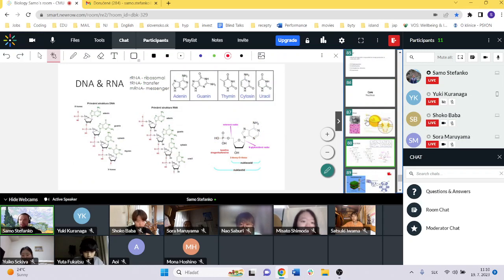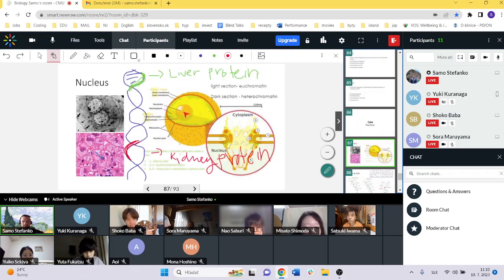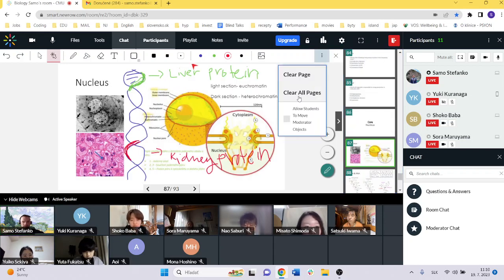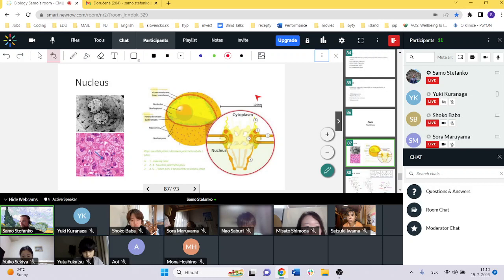Okay, so DNA and RNA. So DNA and RNA molecules in the nucleus are chemically less diverse. Molecules in the nucleus do not produce ATP or proteins, or most of the metabolic pathways do not occur in the nucleus.